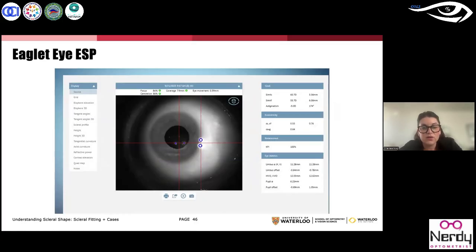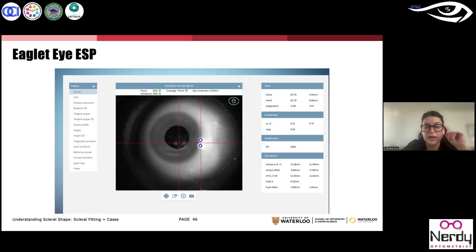This is what it looks like, a different patient, when you're taking the scan. There are three areas that you are trying to get in the green: focus, centration, and corneal coverage. Coverage is good, you get a green here, but you can see in this scan we don't have as much nasal scleral coverage as we do temporal.